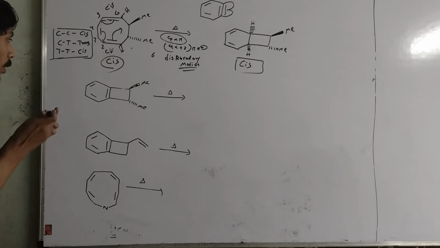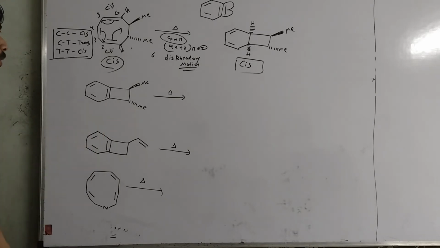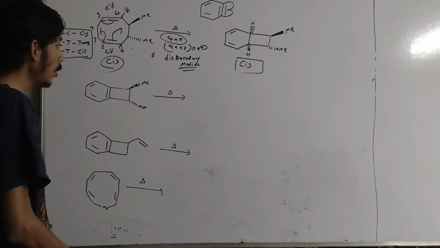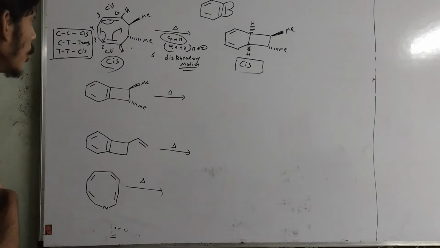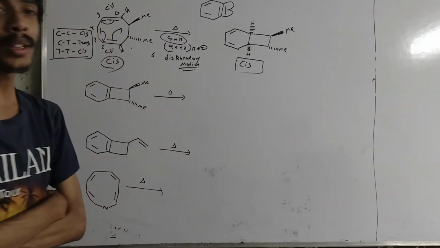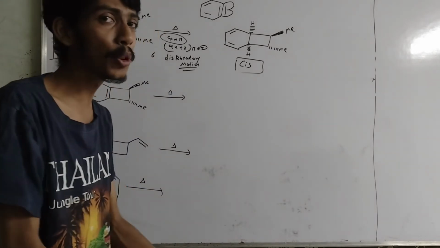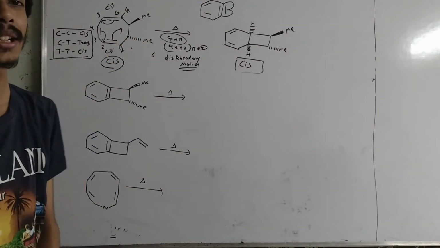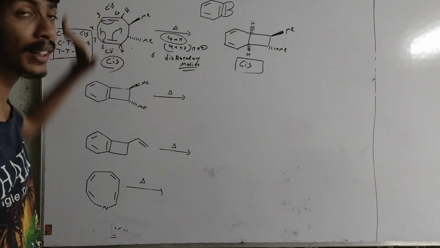Okay, now we'll discuss this example. So how to solve this question? First of all, previously we also discussed the types of electrocyclic reactions. There are two types: the ring opening electrocyclic reaction and the ring closing electrocyclic reaction. So this is the ring closing electrocyclic reaction.